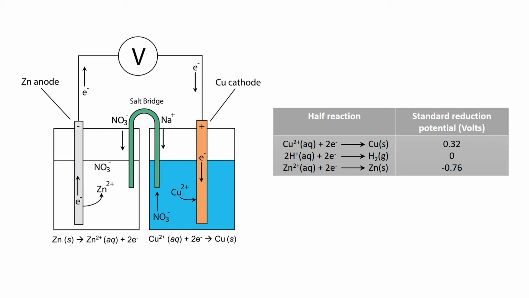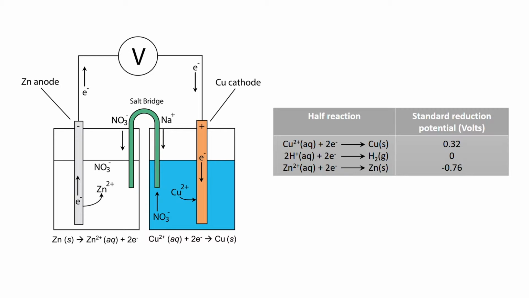To determine these cell parameters, we need to calculate the overall cell potential. This needs knowledge of the standard reduction potentials of the electrodes, which are shown in the table. Standard reduction potentials are measured in reference to the standard hydrogen electrode, which is given a value of 0, in a manner which is analogous to that of sea level and altitude.